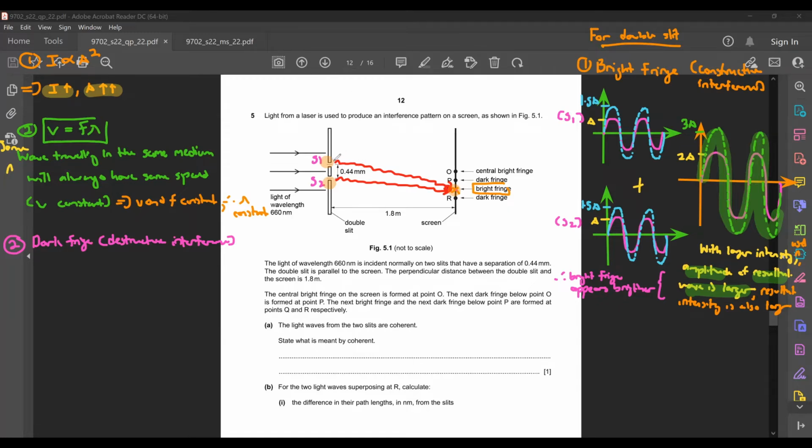So let's just say, for example, I thought about the wave from S1 meeting at this point, and the wave from S2 also meeting at this point to give me a dark fringe. They must meet 180 degrees out of phase. So in the case that they meet 180 degrees out of phase, it looks something like this now. Okay, so let me just try and draw it nicely.